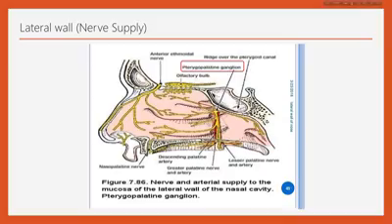The posterior superior quadrant is supplied by the posterior lateral nasal branch of the pterygopalatine ganglion, and the posterior inferior quadrant is supplied by the anterior palatine branch of the pterygopalatine ganglion. The secretomotor nerve supply is the superior salivatory nucleus of the facial nerve.